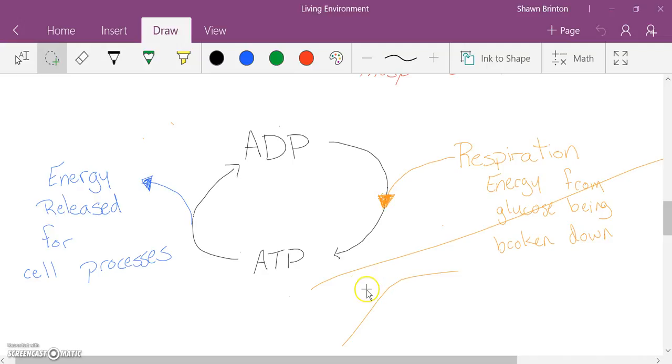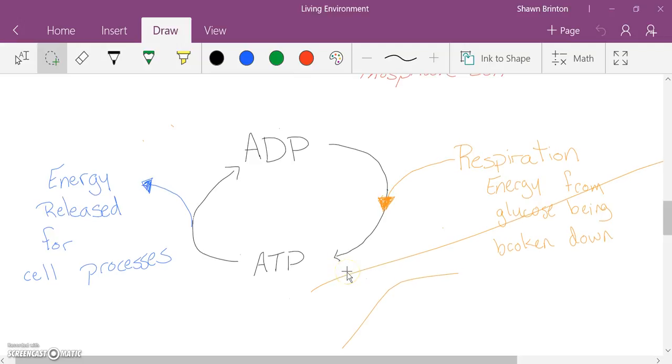So respiration, we have the ADP that's already in the cell, and now we're going to add energy to it. Respiration is going to break glucose down and release the energy, but now that energy has to be captured into another molecule. So an extra phosphate is attached to your ADP to make it ATP. Now the cell has these extra ATPs.